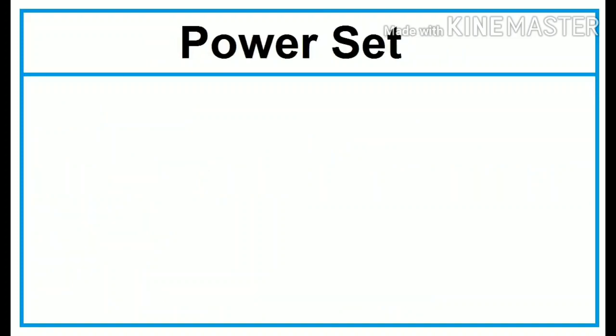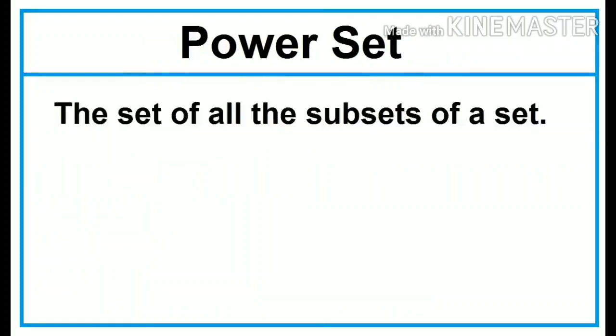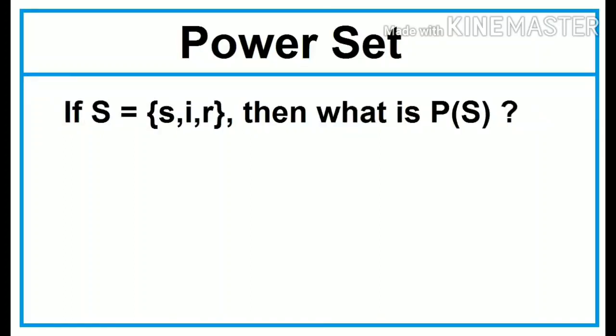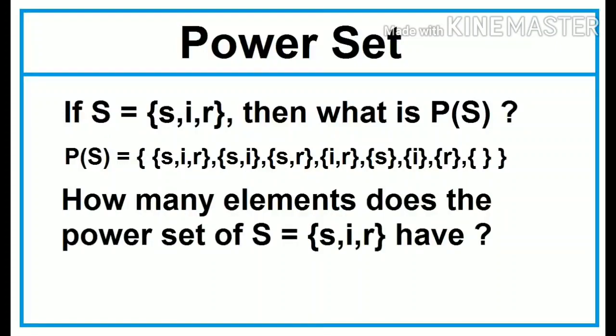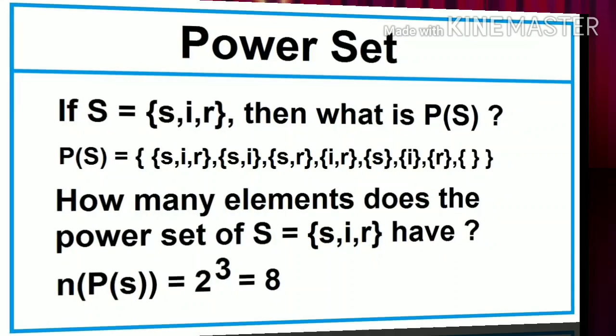The last one is the power set. The set of all the subsets of a set is called the power set. Let's take an example. S is equal to {S, I, R}. Then what is P of S? P denotes the power set of S. It contains the 3 element set SIR, the 2 element sets SI, SR and IR, the single element sets S, I and R, and an empty set. So the number of elements in the power set of S is equal to 2 power 3, which is 8.